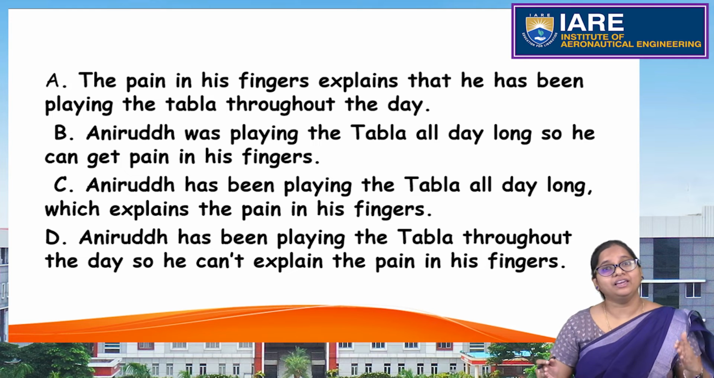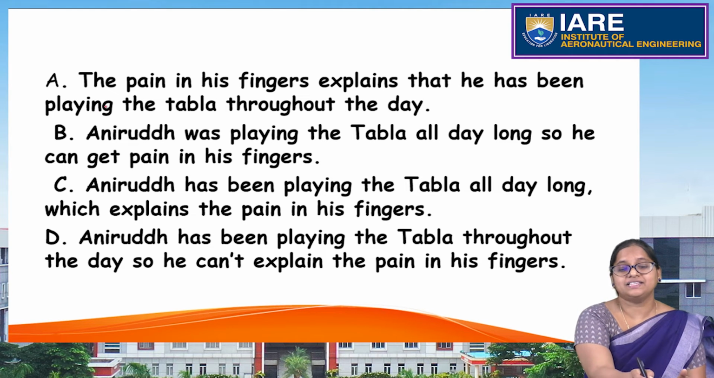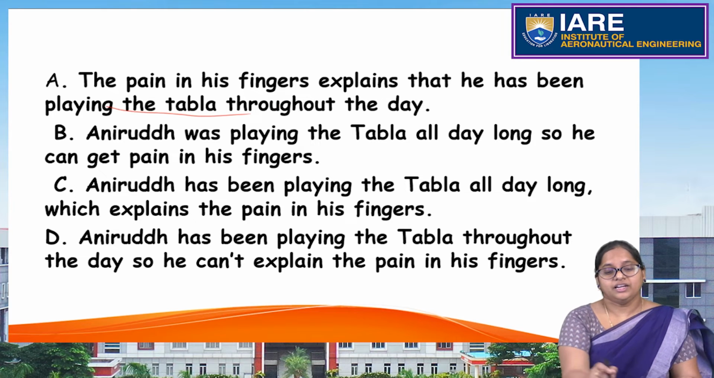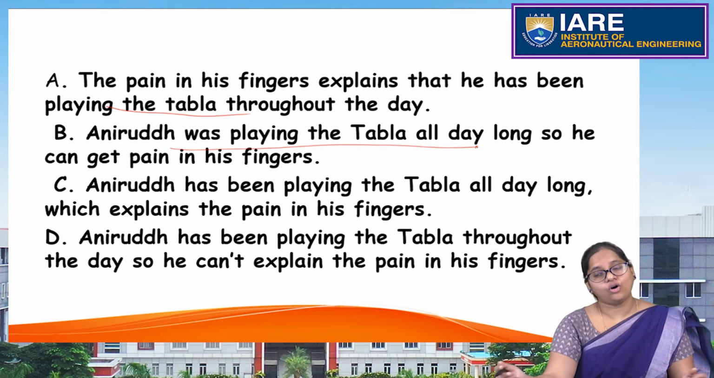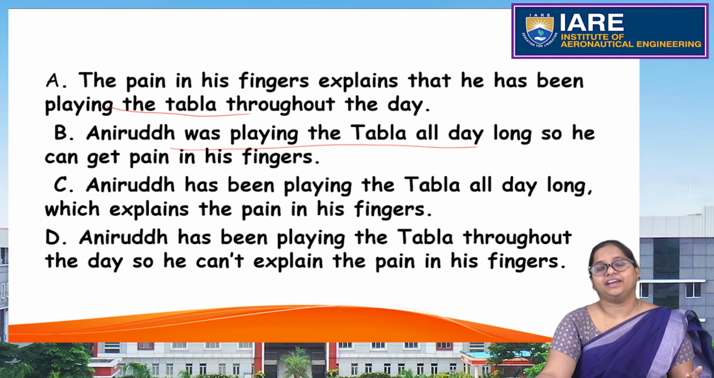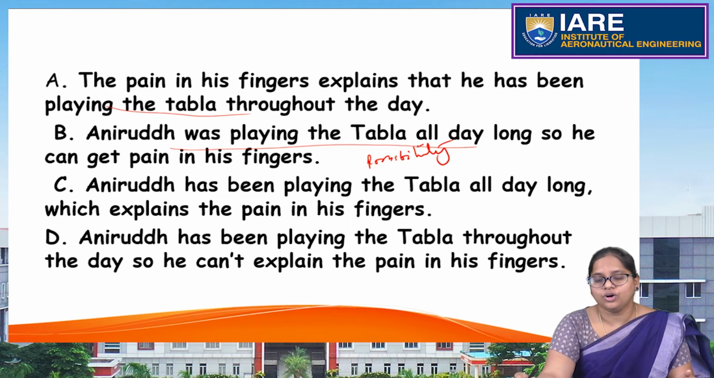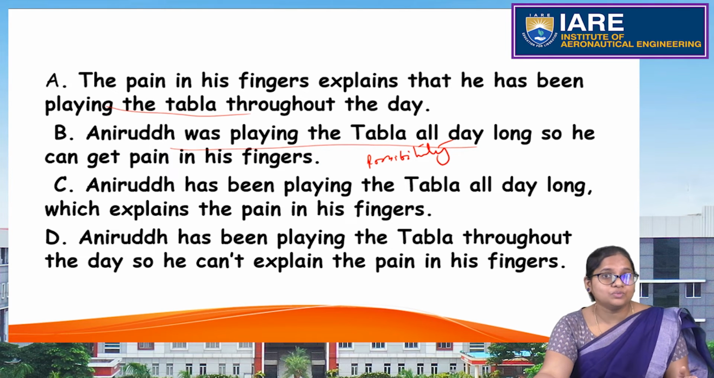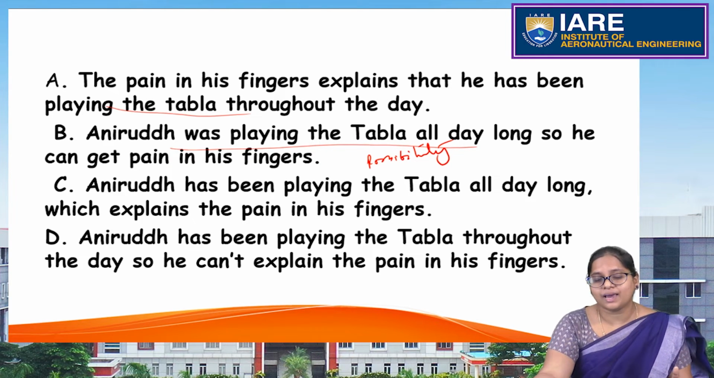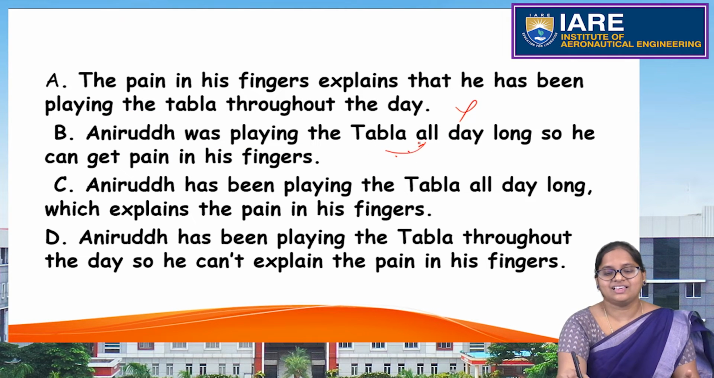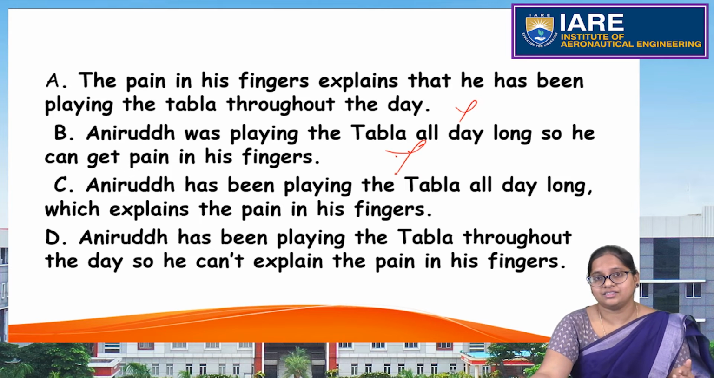Now, usually the pain will not explain that he's been playing the tabla throughout. So the thought itself is not right. Next, Anirudh was playing the tabla all day long, so he can get... Are you talking about the possibility here? No. Are you talking about the expectation of something? If this happens, this will happen. If you do something, this will happen. No, you are not talking about the possibility. So you cannot take these sentences as the right one.